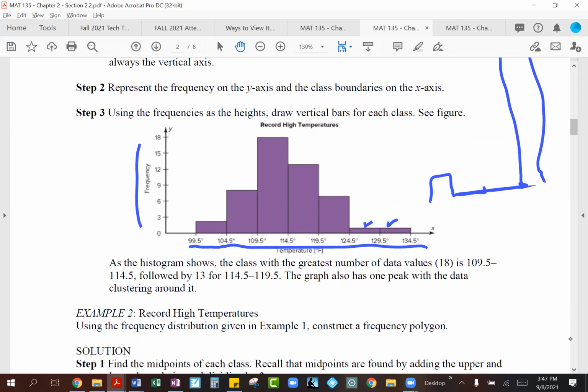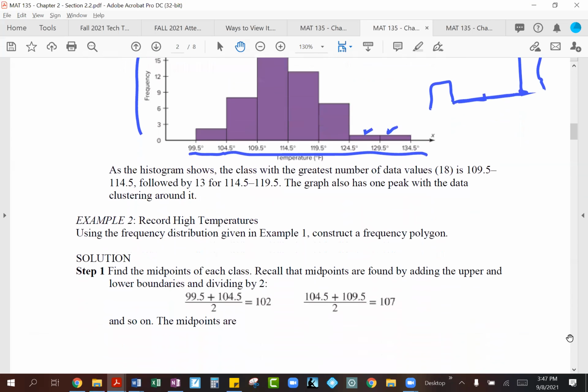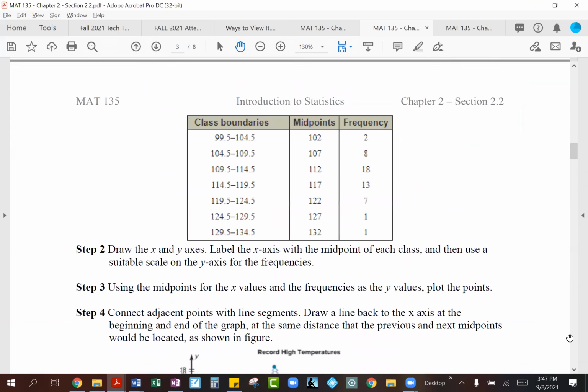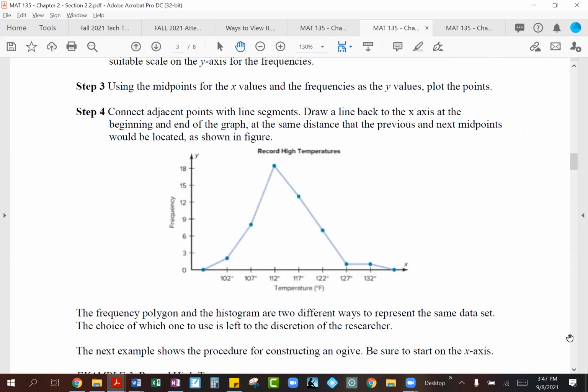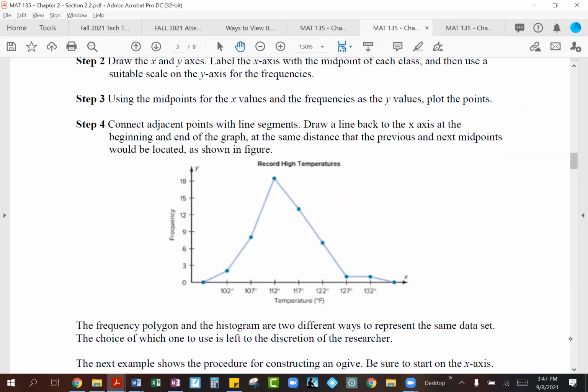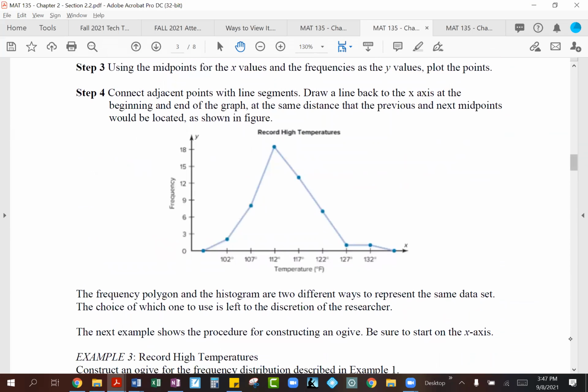You should not have any gaps between your different vertical columns. And on your x-axis, you can see we basically are going from one class to the other horizontally, and then frequency will be on your vertical axis. And they show you different graphs based off of that. So from a histogram, you can also draw a frequency polygon.